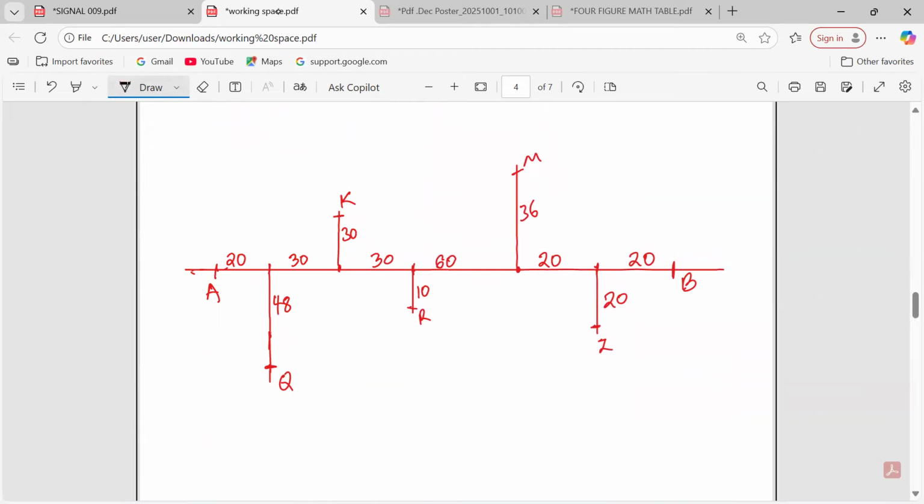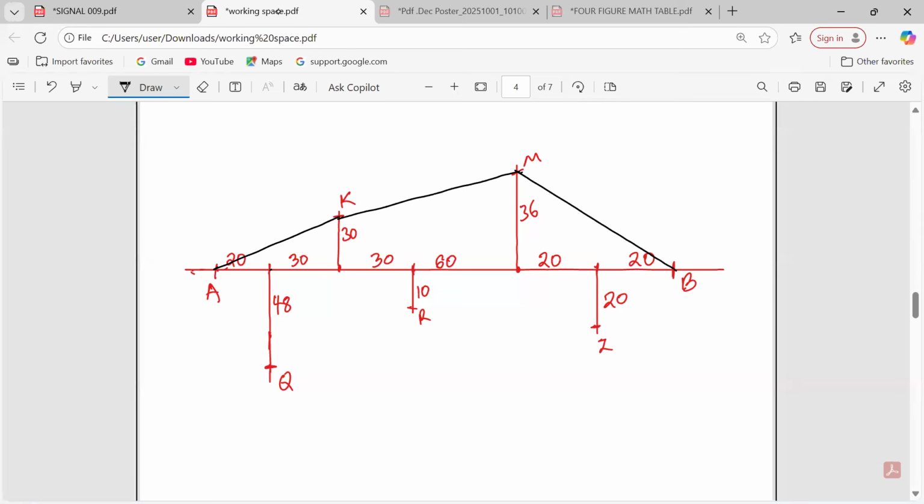We can't join K to the base. We must join K to 20, like that. Then to the next top on the same side. Then from there we don't have any other offsets, so we take it down to B. This one, we drop it to B.